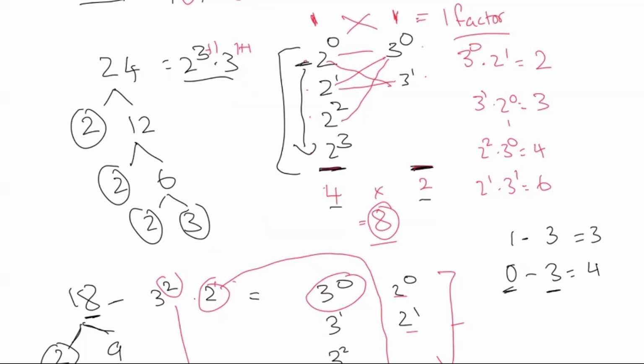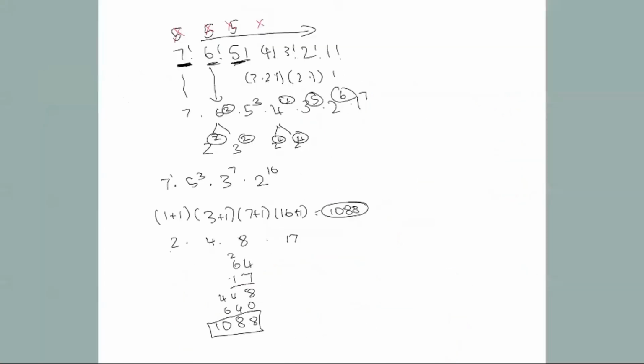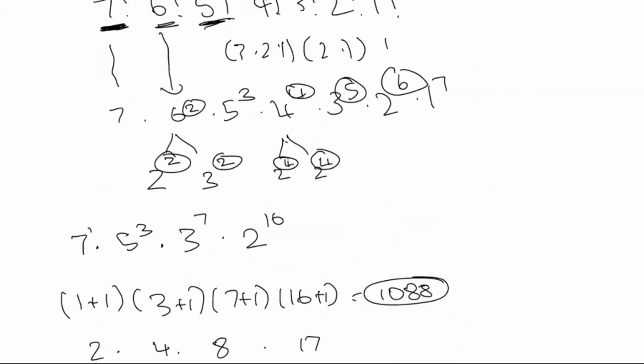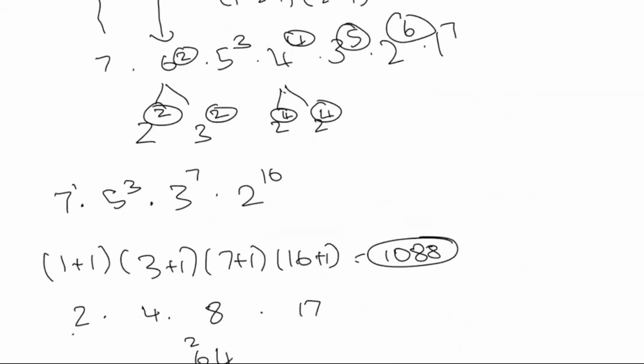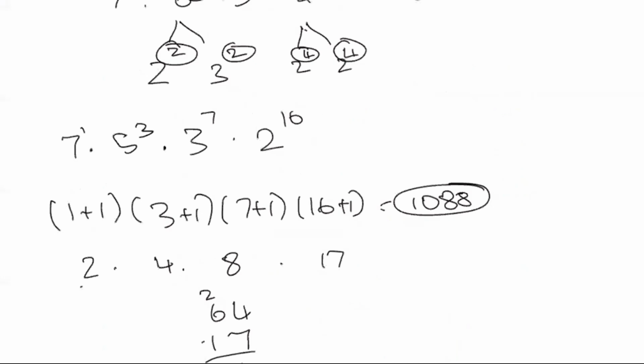So when I'm trying to find how large the group is, I need to add 1 to it. And just for demonstration, we can list out the groups. So here, if we list out the groups, we have 7 to the power 0, 7 to the power 1. We have 5 to the power 0, 5 to the power 1, 5 to the power 2, and 5 to the power 3. And then we do the same for 3 and the same for 2.